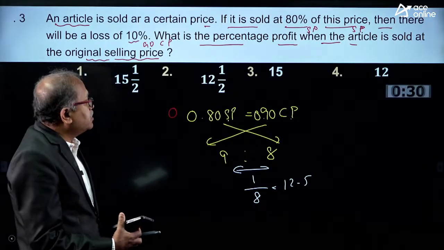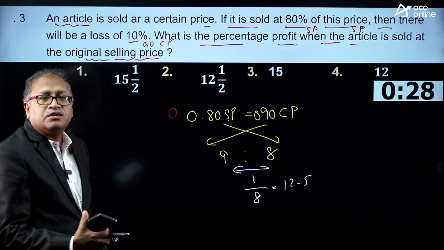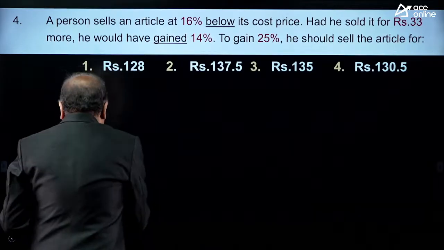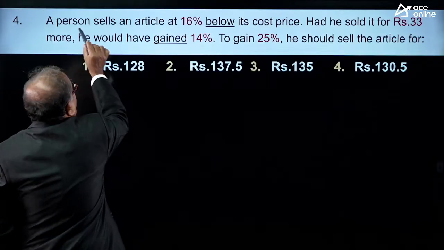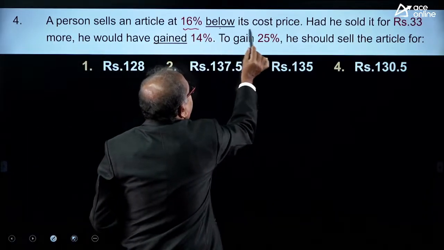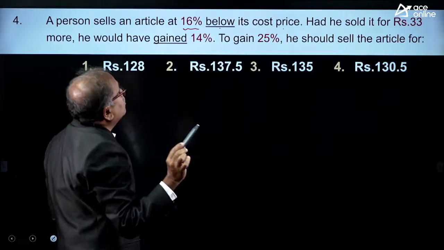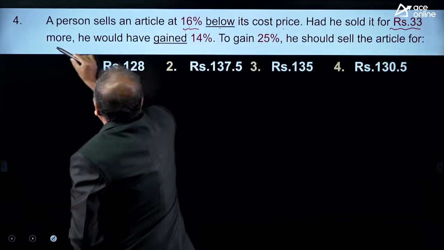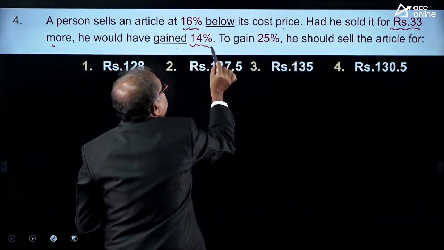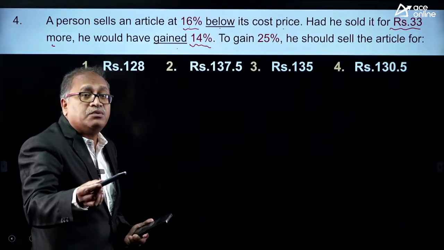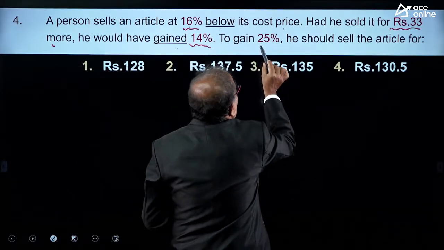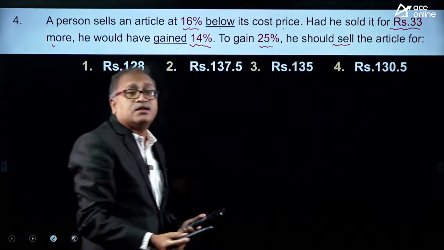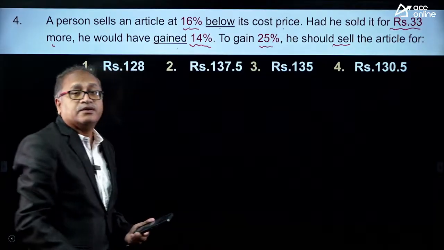I'm moving on to the next question here, my friends. Oh, I didn't give the 30 seconds for you. You people have already answered, so it was out of my thought. Now, coming to this question, it says that a person sells an article 16% below the cost price. Had he sold it for rupees 33 more, he would have gained 14%. To gain 25%, what should be the selling price of the article?